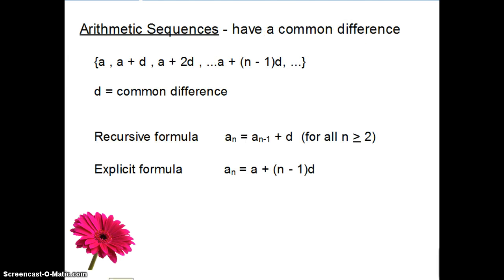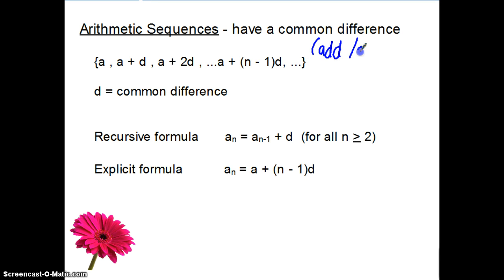This example we just looked at is what we call an arithmetic sequence. We have two different types of sequences, arithmetic and geometric, and we're going to take a look at both of those. Arithmetic sequences have a common difference. In other words, you are adding or subtracting a number each time.